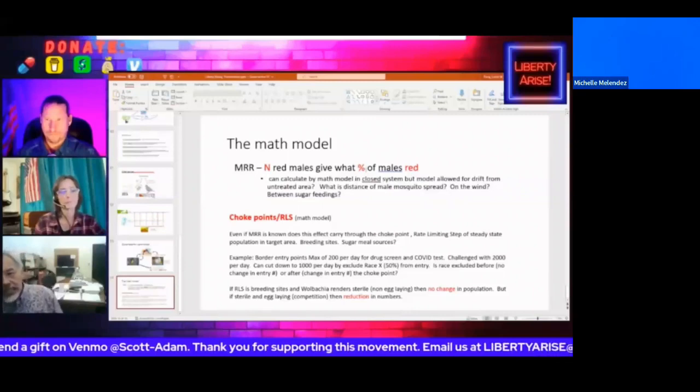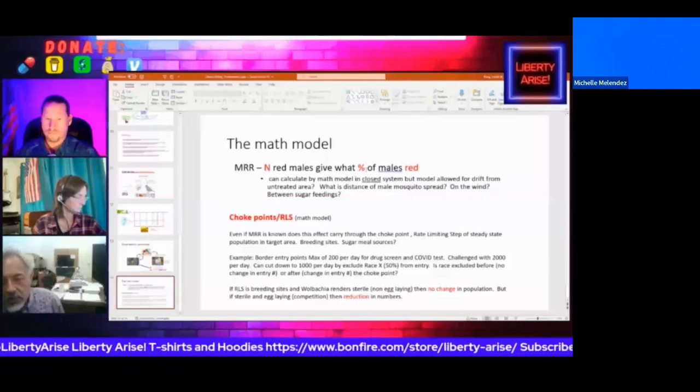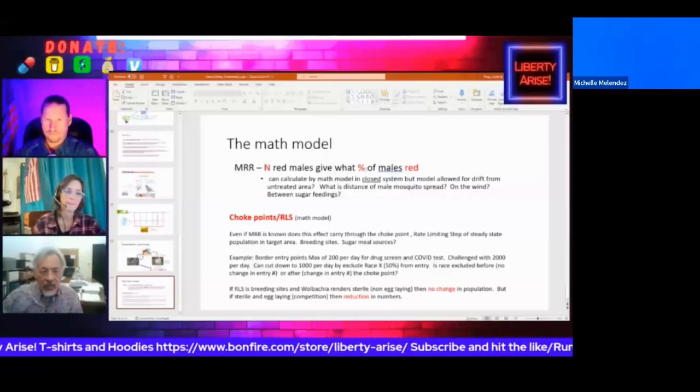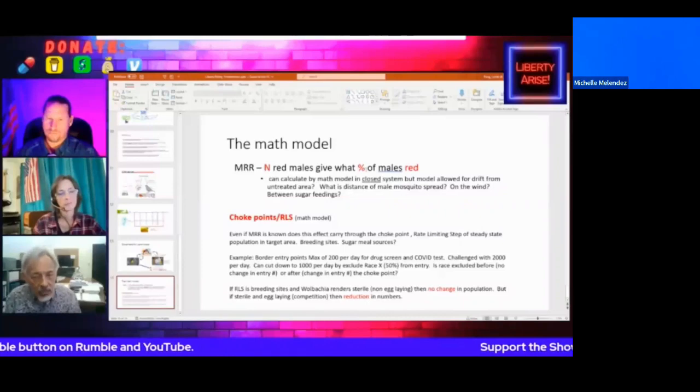So what is the distance the male mosquitoes spread? I don't know, on the wind, on the sugar feeding, whatever, between sugar feedings. Fine, do what you want to do. Do your MRR study. Before you dose them with Wolbachia, you dose them with some kind of color paint or a marker. So you release N marked males, and after a certain period of time, you can say, whoa, X% of them are my marked ones. We can back off. We don't have to release so many, or not enough. We got to release more. That's your model for population dispersion.